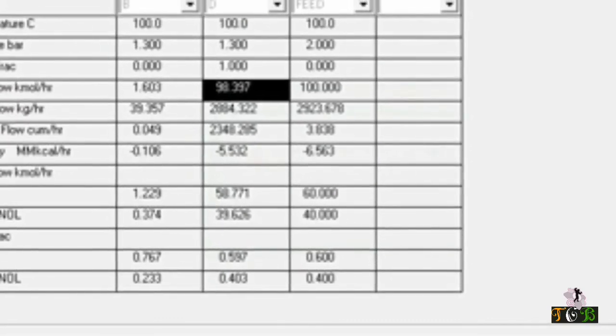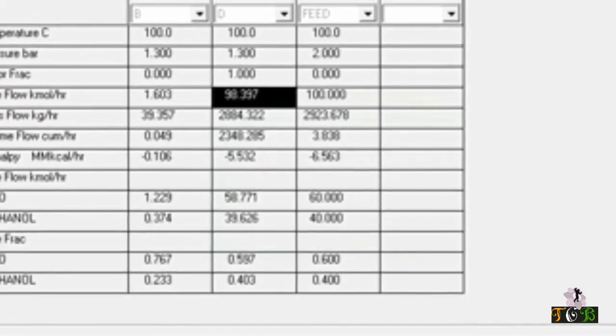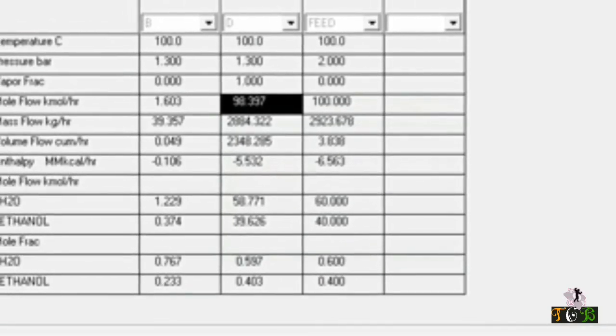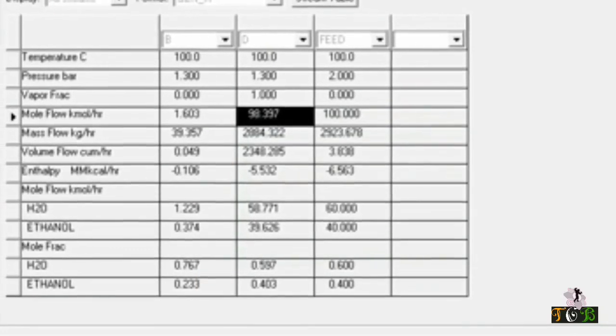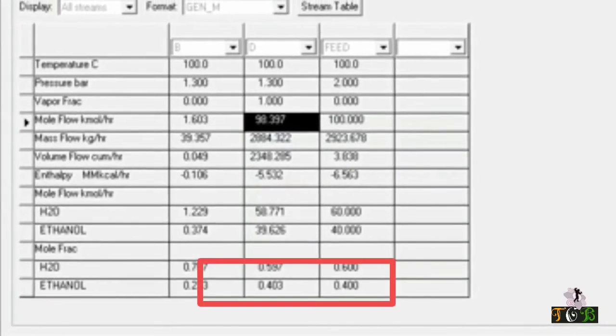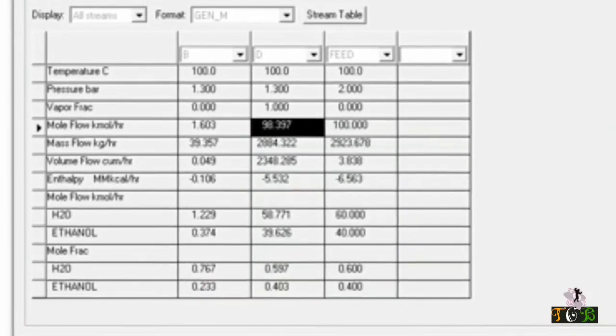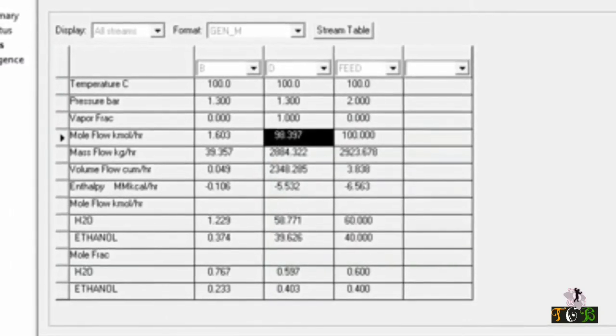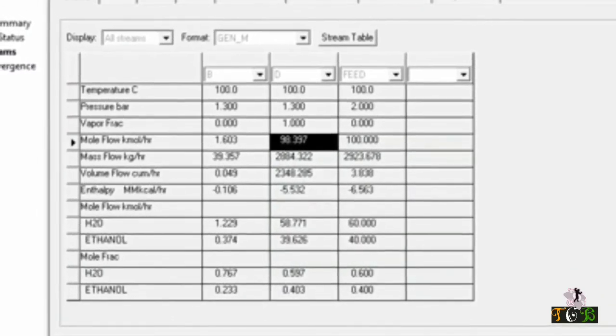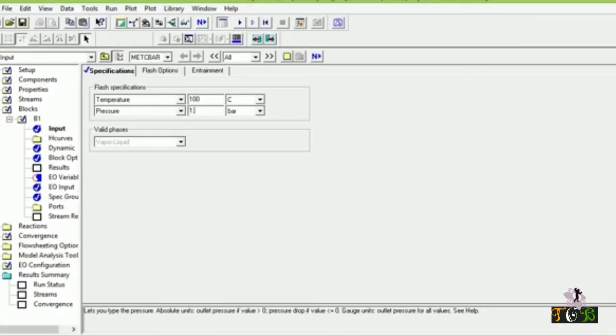Okay, so you can see that there is no such mole fraction change, and most of our liquid has been vaporized. So now let's see what happens if we reduce the pressure to 1 bar. For now it was 1.3, and now we're going to reduce it to 1 bar.